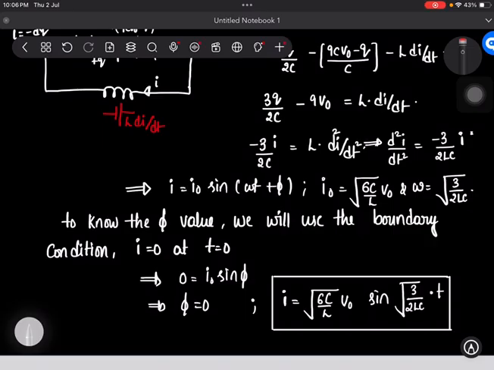Even if it is not given, that is a general assumption that at t equal to 0, there is no current. So if I substitute this into this equation, 0 equals I naught into sin(omega into 0 plus phi), which implies sin phi will be 0, or phi will be equal to 0. So this equation will simplify into I equals I naught sin omega t. I have just substituted the Imax which we have calculated and omega which we have calculated, and you will finally arrive at this expression.